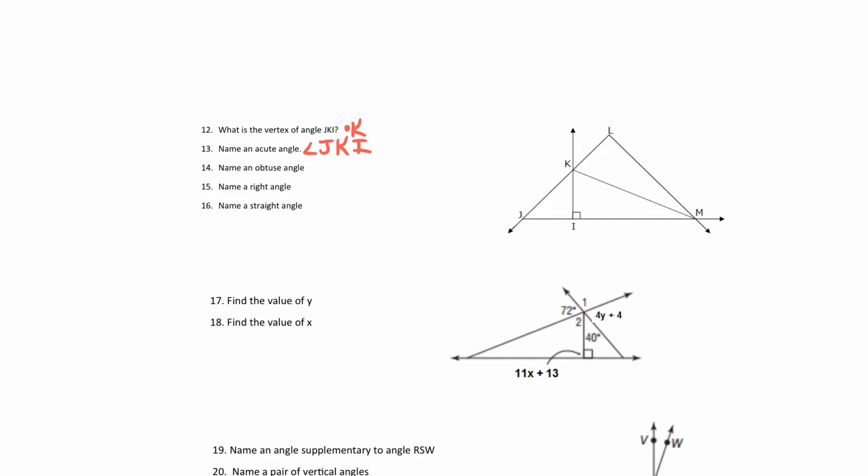So name an obtuse angle. Okay, angle JKM is obtuse. Somebody have any other obtuse angles? IKL would work as well. Yep, that's good. Okay, name a right angle.